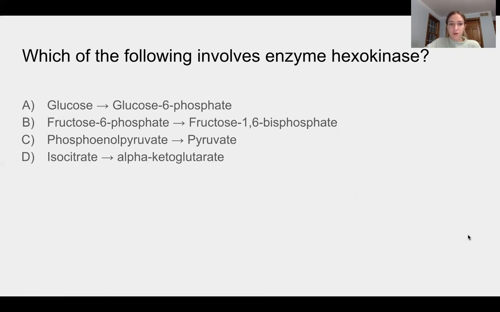All right, so I'm going to show our answer, which is A. So this is our first step of glycolysis. That's where we use the enzyme hexokinase.